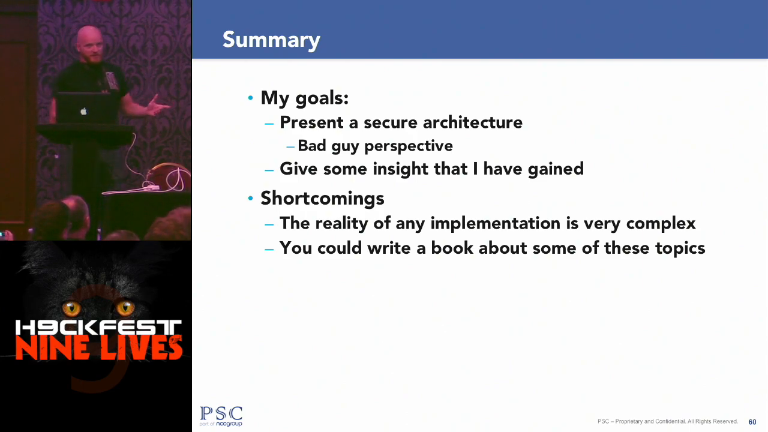Okay, so as a bit of a wrap up, my goals here are to present a secure architecture from the bad guy perspective and give a little bit of insight that I've gained through lots of big enterprise pen tests for problems that we see and normally bypass. Again, just addressing some of the shortcomings here. The reality of any implementation is very complex. I think you could write a whole book about some of these topics, and that would probably be good books. I had to water these down for these purposes, but hopefully I still gave you that attacker perspective on bypassing these solutions.